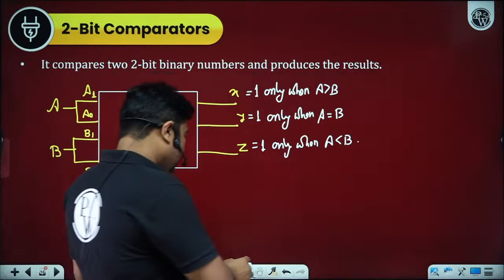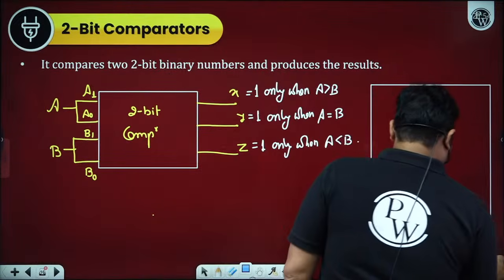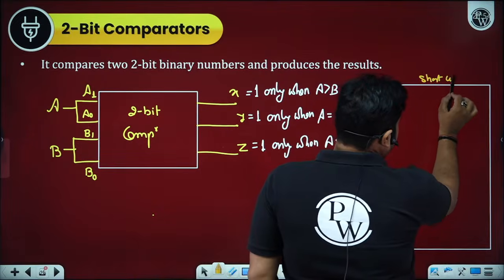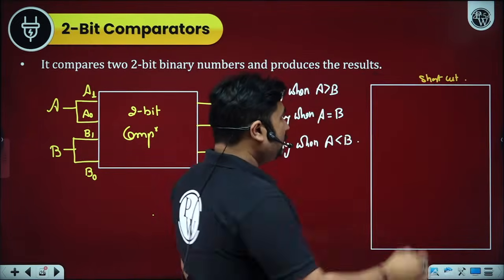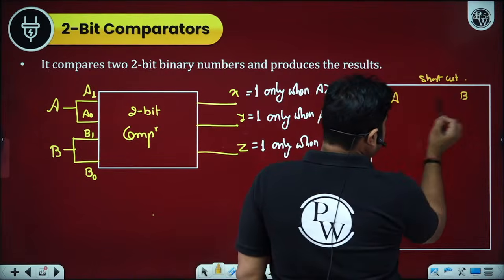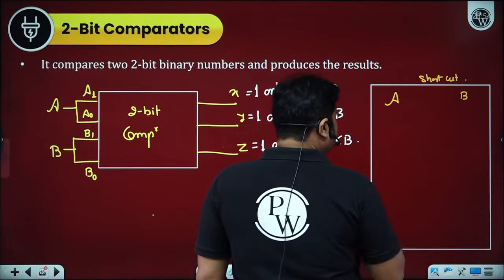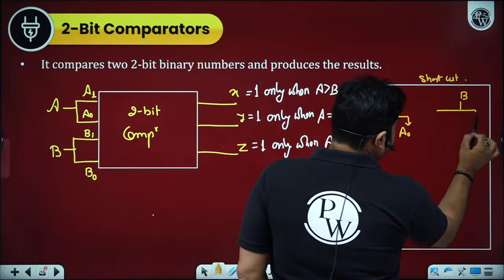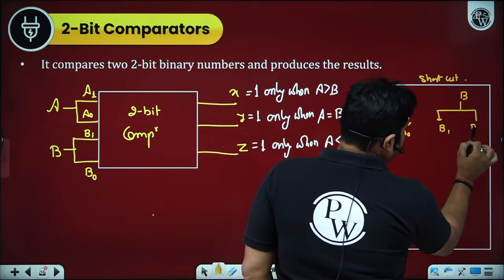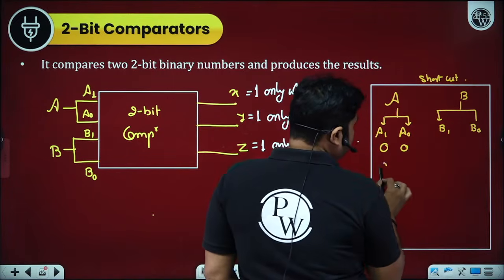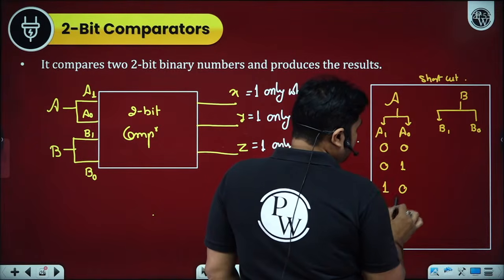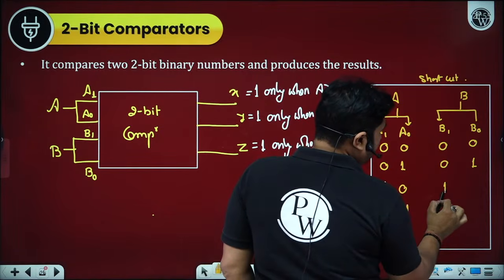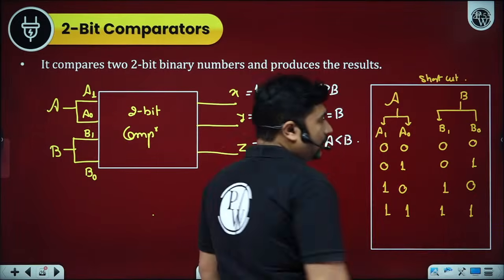So we have two numbers A and B. Let's discuss the shortcut. A number will have A1, A0, and B number also has B1, B0. So A will be 00, 01, 10, and 11. B number is 00, 01, 10, and 11. All of you can see this?